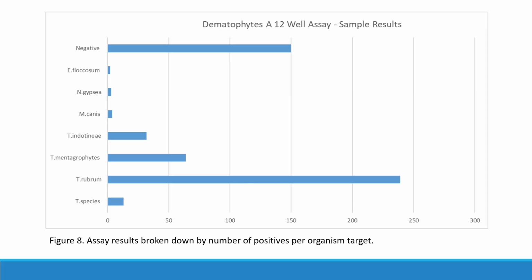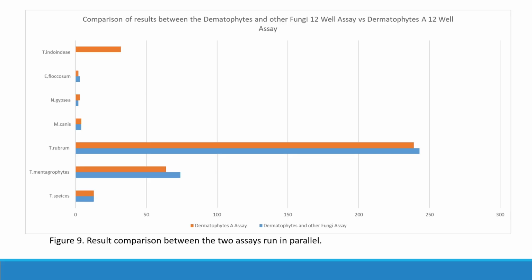Comparing these results between the Dermatophytes and other fungi 12-well assay and the Dermatophytes A 12-well assay, we can see that mostly all the samples had their gene targets match up between the two assays. There was a slight drop-off on the Trichophyton mentagrophytes positives between the two assays, as some of those samples were actually called Trichophyton indotineae in the new assay. I'll talk more about this in just a sec.